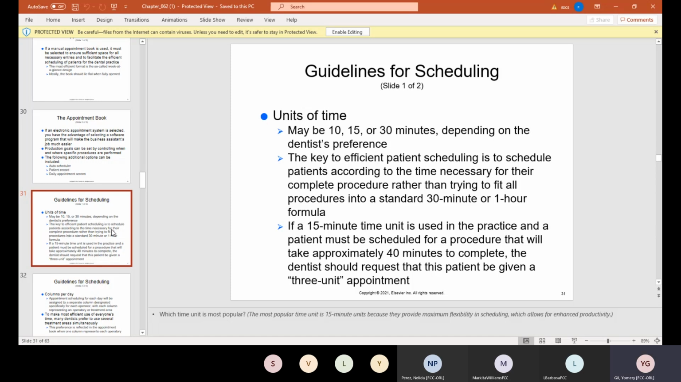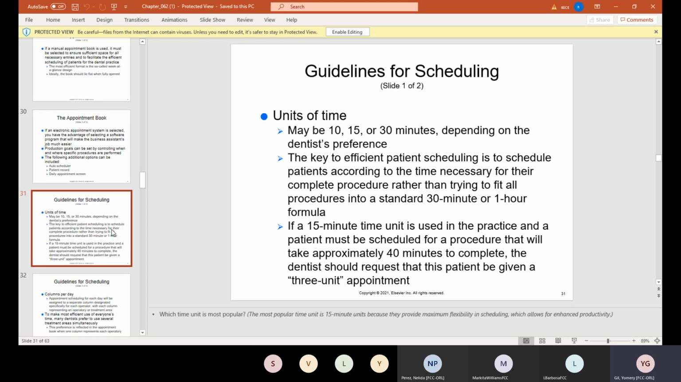Okay, the key to efficient patient scheduling is to schedule patients according to the time necessary for their complete procedure, rather than trying to fit all procedures into a standard 30-minute or 1-hour formula. If you try to schedule big cases in an hour, you're going to be behind the whole day, because while you're doing a procedure for an hour, the other assistants are going to have to see other patients, and that's how you'll be behind, because there's not enough time scheduled for that one patient that needed, let's say, 2 or 3 hours.